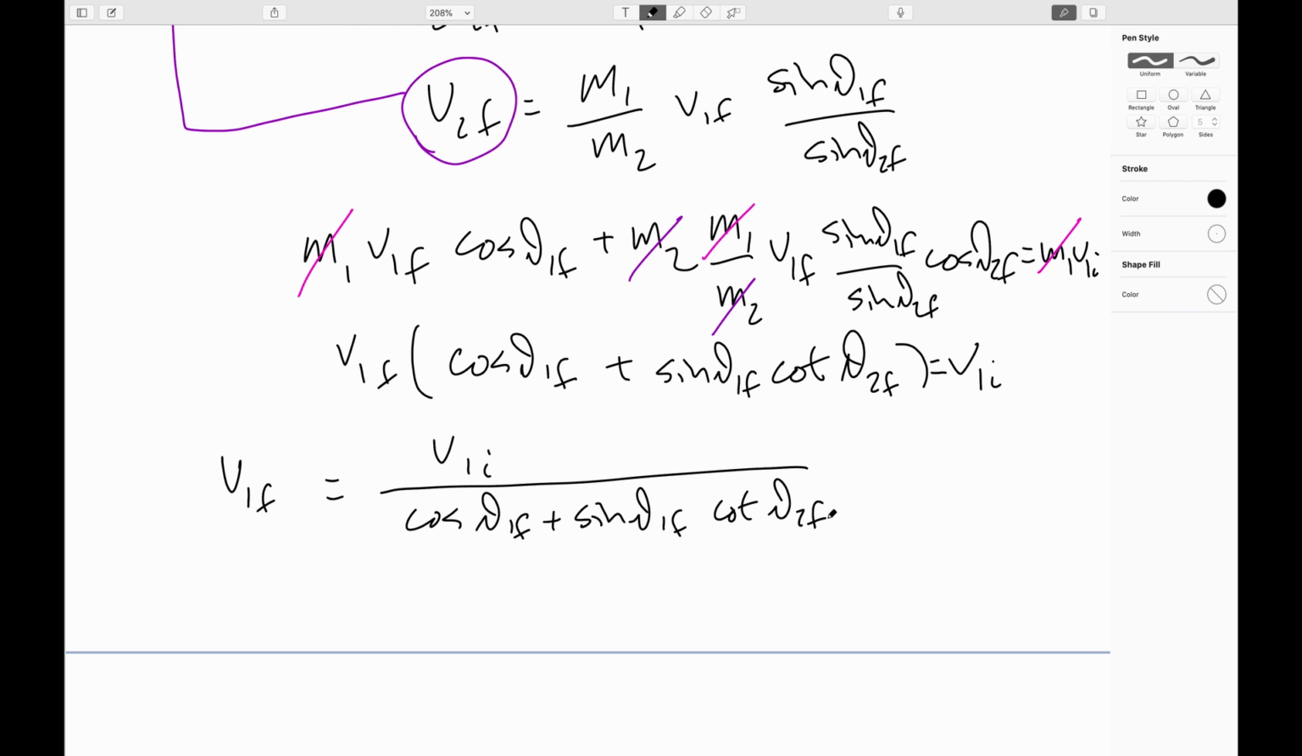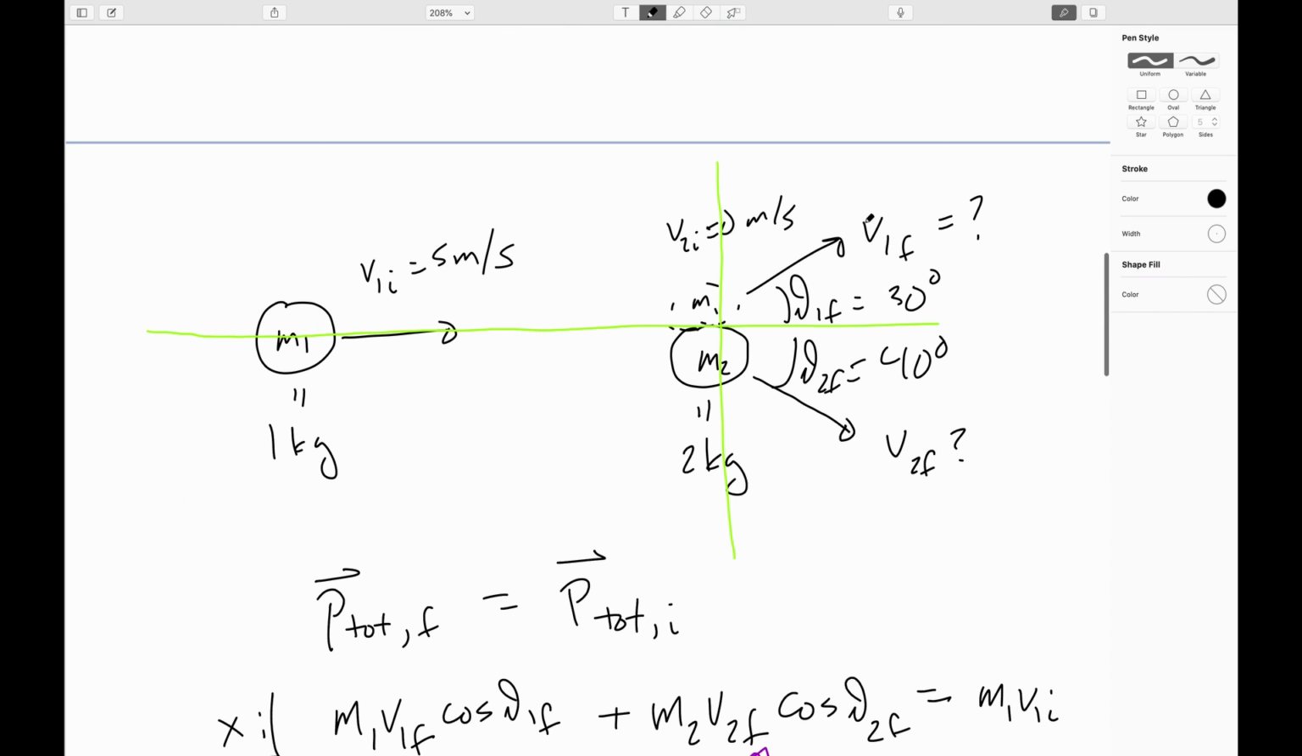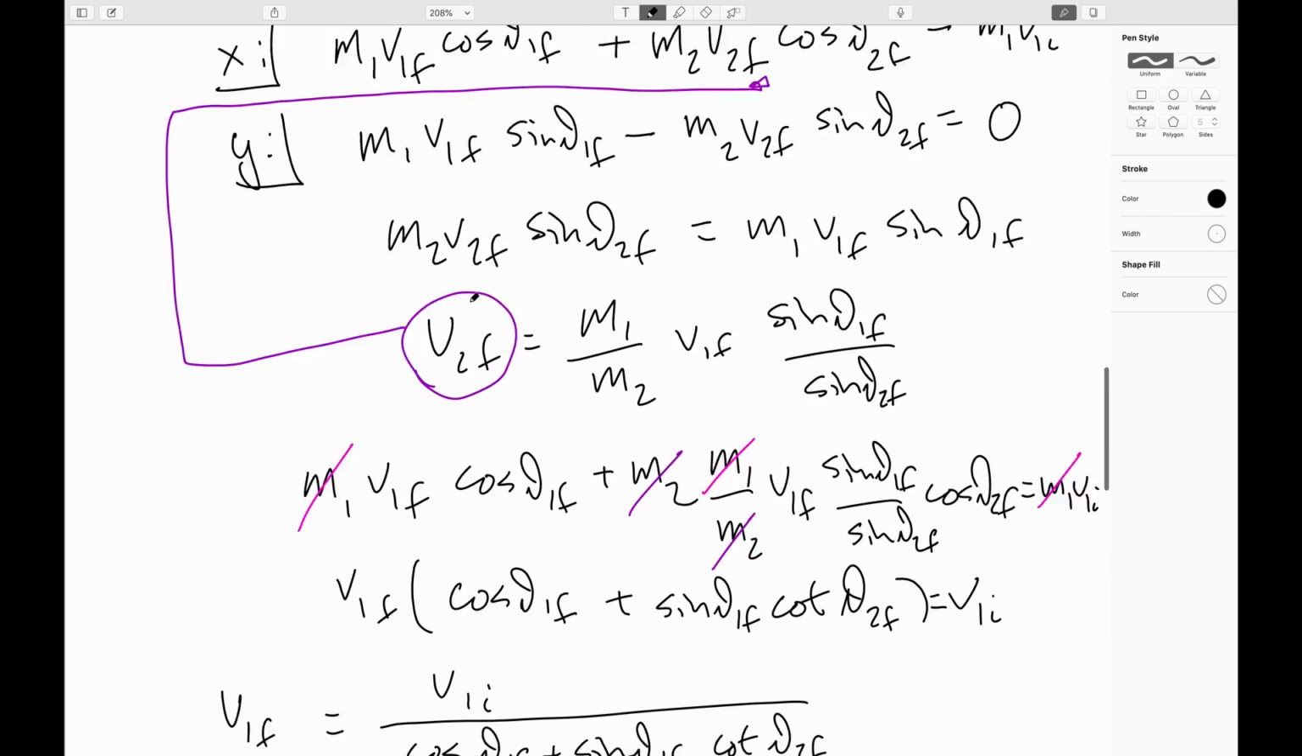All right, and now we can stick in the numbers. So this will give me 5 meters per second over the cosine of 30 plus the sine of 30 degrees times the cotangent of 40 degrees. Run that through your calculator. You get 3.42 meters per second. And you look at that and say, well, does that make some sense at least? And the answer is yeah. You know from your common sense it needs to be more than 0 and less than 5. So at least there's that.